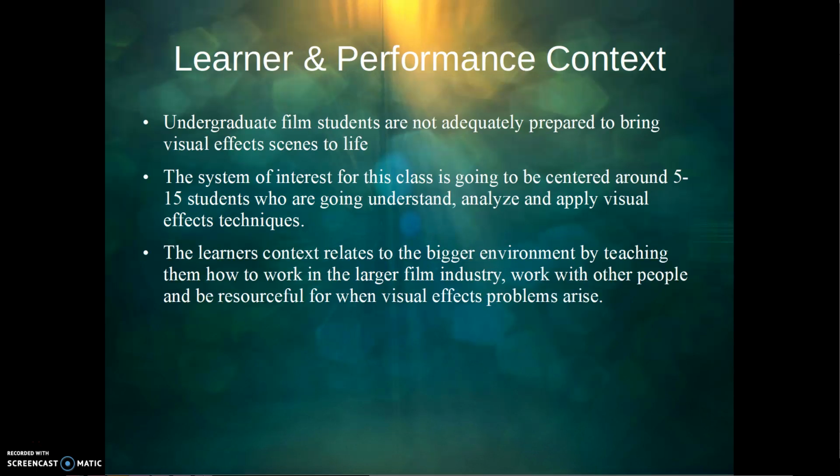So what is the learner and performance context? Undergraduate film students are not adequately prepared to bring visual effects scenes to life. The system of interest for this class is going to be centered around 5 to 15 students who are going to understand, analyze, and apply visual effects techniques. The learner's context relates to the bigger environment by teaching them how to work in the larger film industry, work with other people, and be resourceful for when visual effects problems arise.